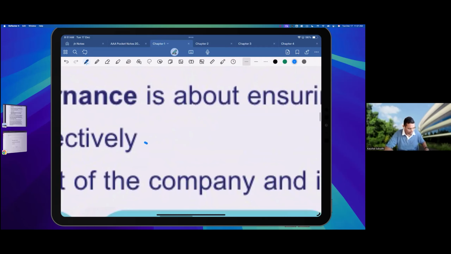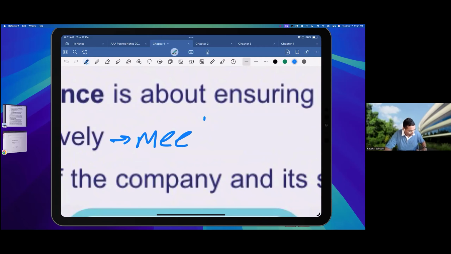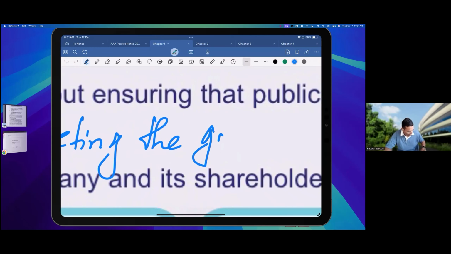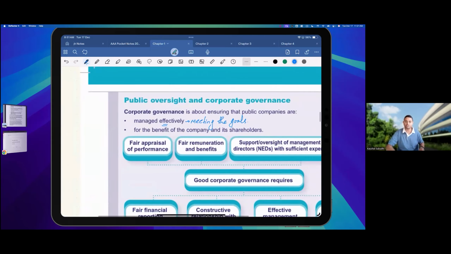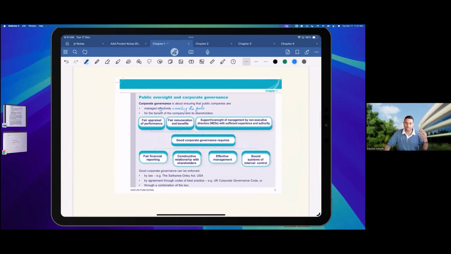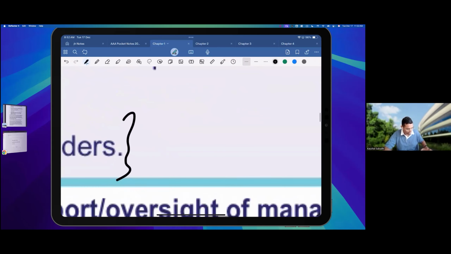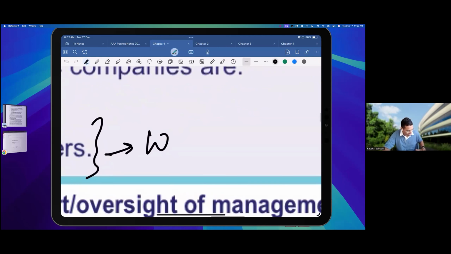That means you are meeting the goals. What about the goals which has been set by whatever the goals which has been set by the higher authority? You are meeting the goals. That is something which is really important, and of course it is operating for the benefit of the company and the shareholders. Now, what do you think is going to be the most important objective of the shareholder? The most important objective of the shareholder is, yes, anyone? Most important objective for the shareholder is wealth maximization.